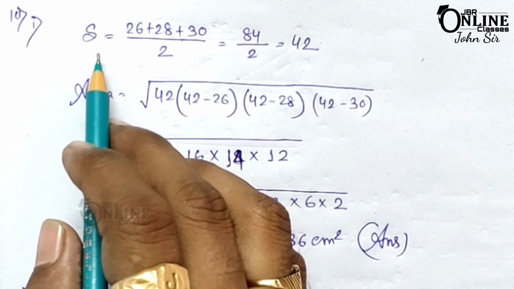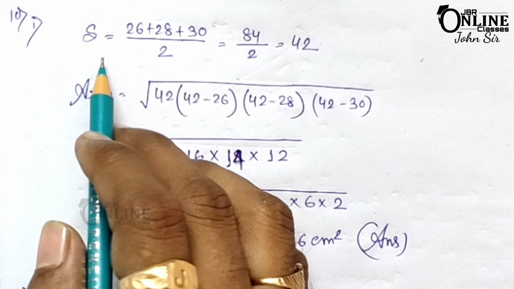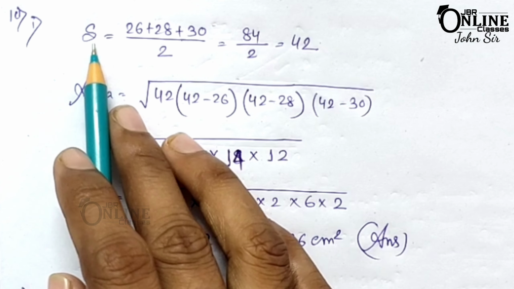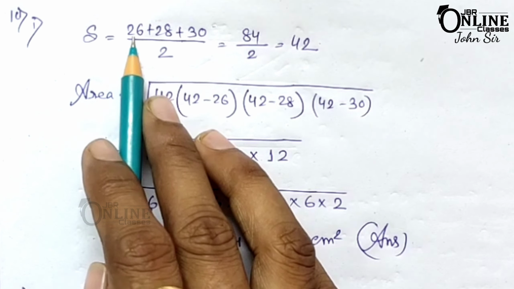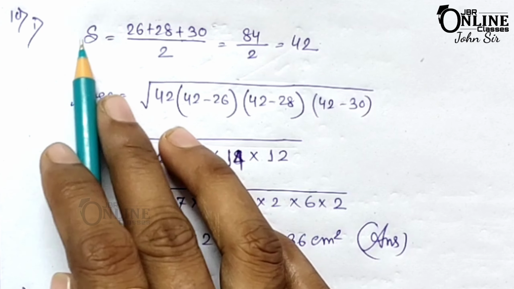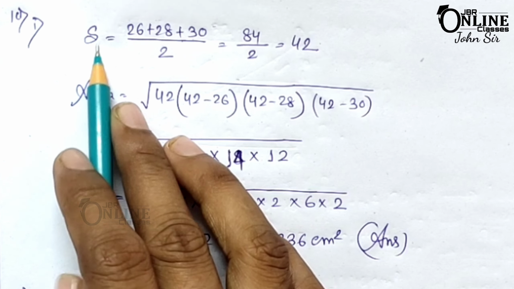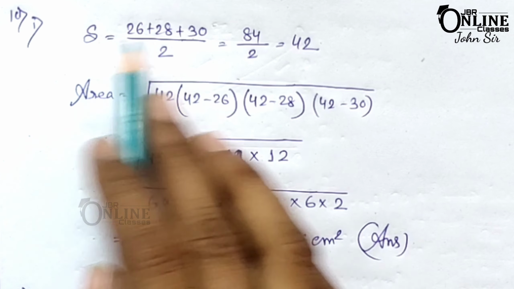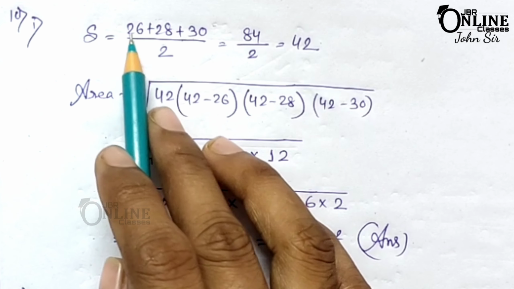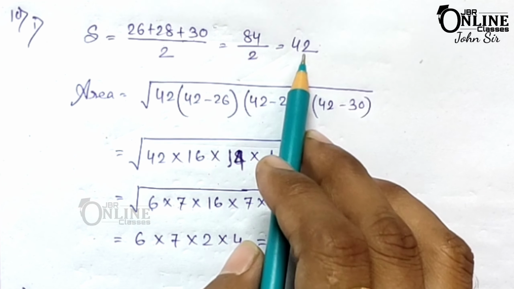Sum number 10. Find the area of the triangle in each of the following where the three sides are given. Okay, so that means it's a scalene triangle. So there are the three sides. First one is 26, second one 28 and third one 30. So here S is the semi perimeter. That means first you have to find the perimeter, then divide it by 2. So 26 plus 28 plus 30 equals 84, 84 by 2 equals 42.